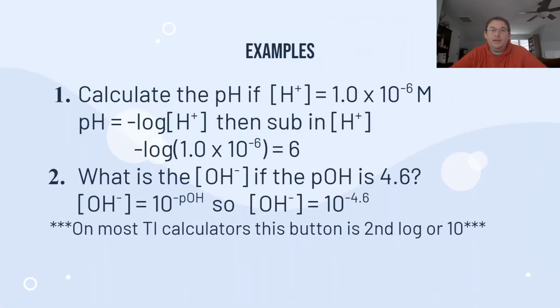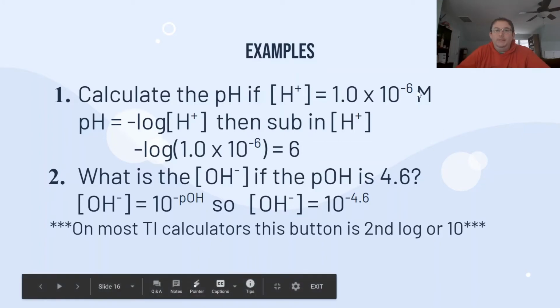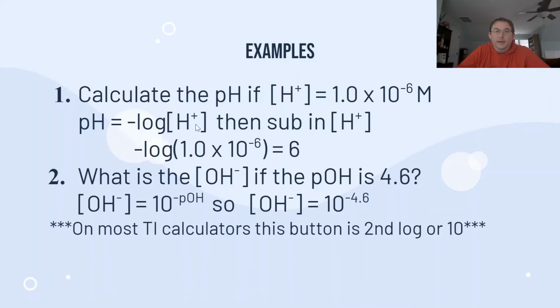Now, if you haven't gotten a chance to copy all those down, I will give you a slide here in a minute where you can copy them all down. Or you can pause the video, go back and copy them out right now, because we do need them for these example problems here. So what if I needed to calculate the pH if the hydrogen ion concentration was 1 times 10 to the negative 6? I would simply take the negative log of the hydrogen ion concentration, which is 1 times 10 to the negative 6, subbing that in, we get negative log 1 times 10 to the negative 6, and it equals 6.